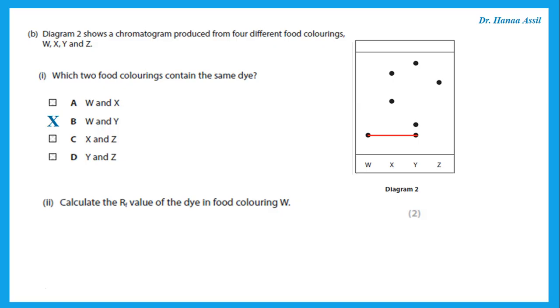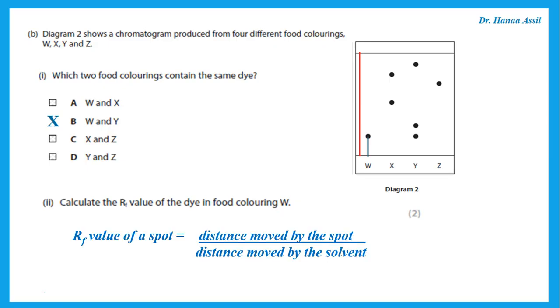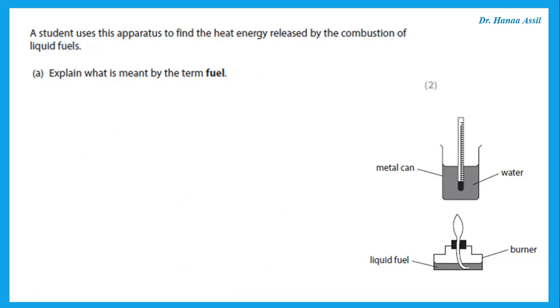Again, calculate the RF value. How do we calculate the RF value of W? It is the distance moved by the spot over the distance moved by the solvent. If we measure that from the question paper, it comes about this number. Remember, you're measuring from the baseline to the spot divided by from the baseline to the solvent front.